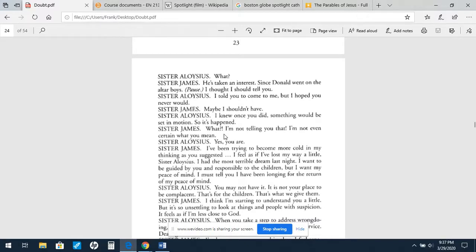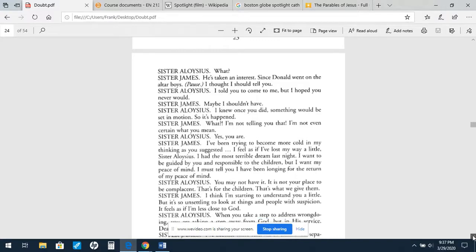So Sister Aloysius has a conviction at this point that something untoward is happening between Father Flynn and Donald. Sister James is more innocent. She's more willing to look away, particularly of a priest whom she seems to idolize, Father Flynn. She can't even imagine that this is the case. But so I think what Shanley gives us in these opening scenes, I'm going to try to cut it off here because there's plenty more to investigate.